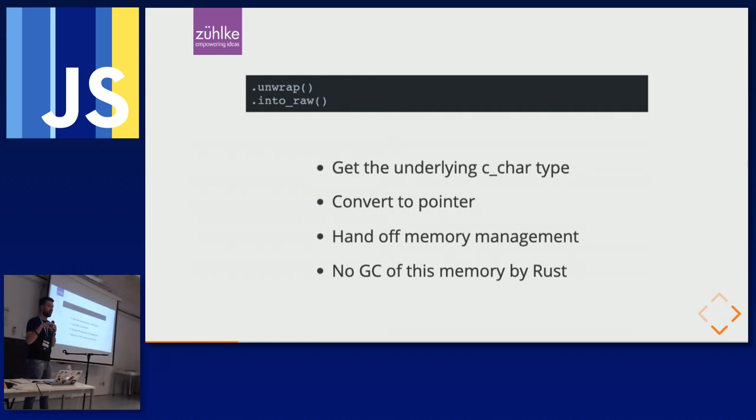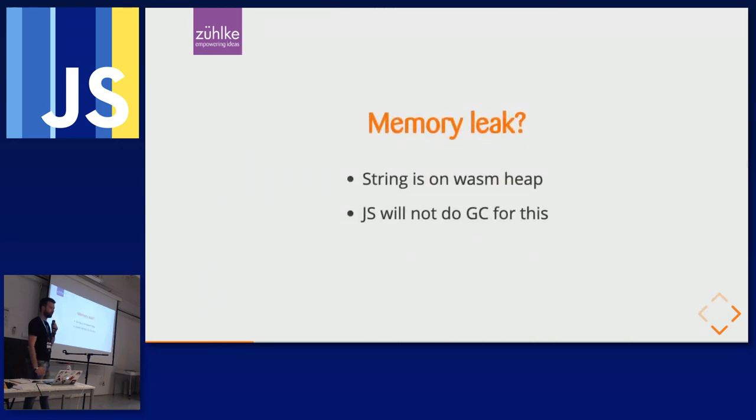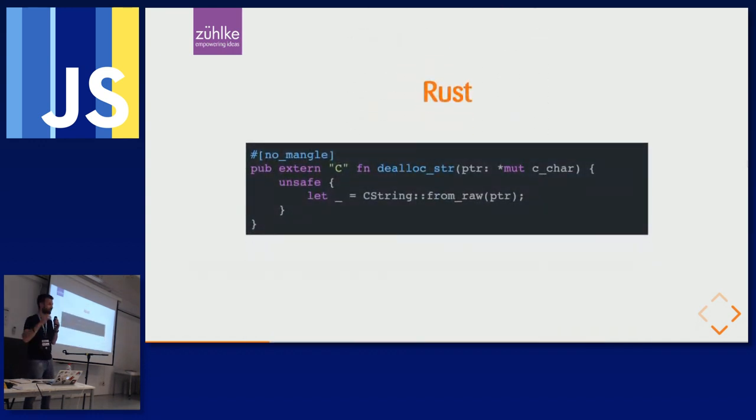So into_raw will do that for us. We will have a pointer, and Rust will not garbage collect it anymore. But memory leaks, I hear you say. So now Rust is not garbage collecting it anymore. It is not on the JavaScript heap. So that means JavaScript is not garbage collecting it either. So what happens is it will stay in that memory. Not good, not good. But obviously we can fix that.